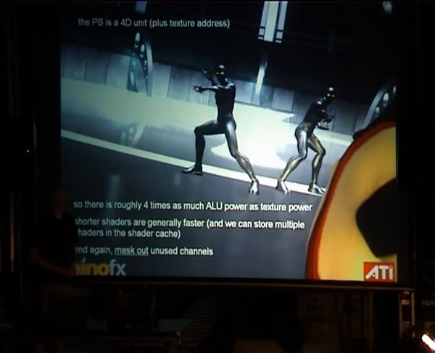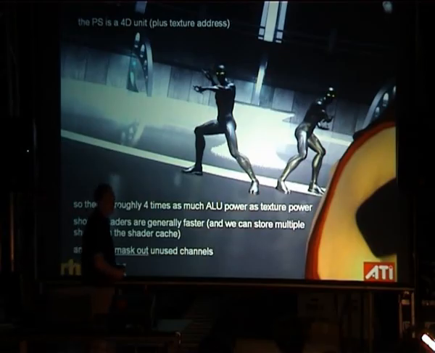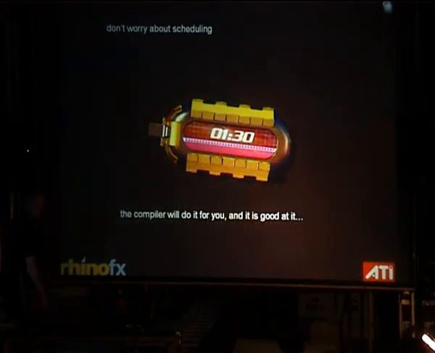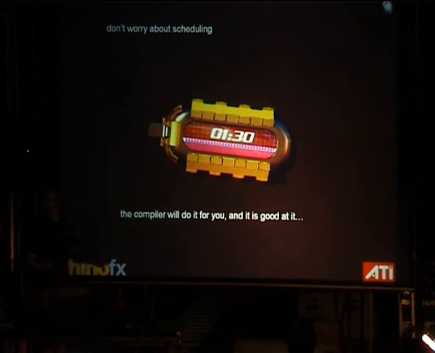Mask out your unused channels. It's a 4D unit. If we only have 2 channels to work with, we can do 2 operations at a time, right? We can do up to 4 scalar operations in 1 clock cycle per pipe. This is not only true for us, right? It's the same for NVIDIA hardware. It's general DirectX advice. If you don't use all the channels, mask out what you don't need.